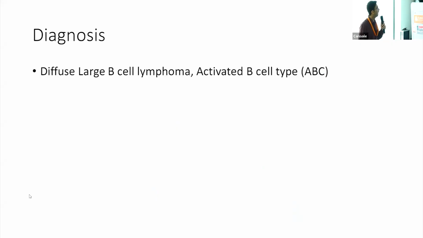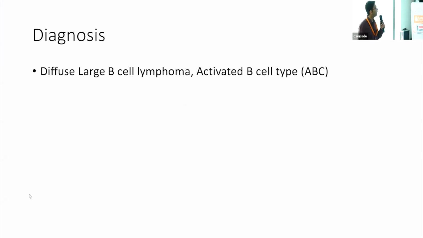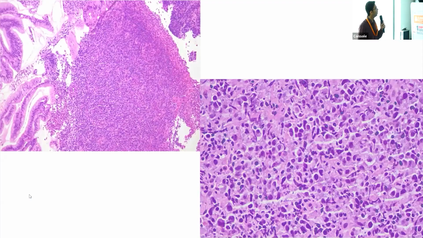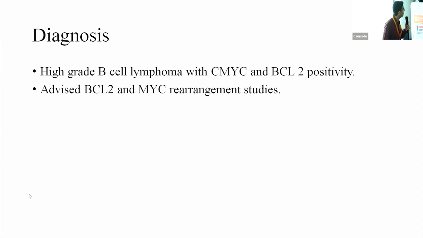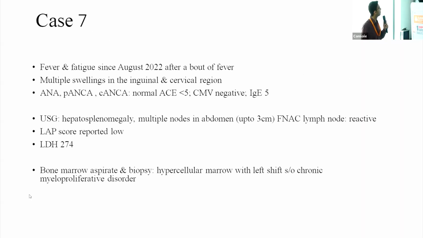So it was diffuse. Sorry, this case is not. I think I have wrongly labeled the case. This was the case actually of a smooth stricture of GE that was an activated B cell lymphoma. This case showed BCL6 negative, BCL2 positivity, and c-MYC was positive in this case.